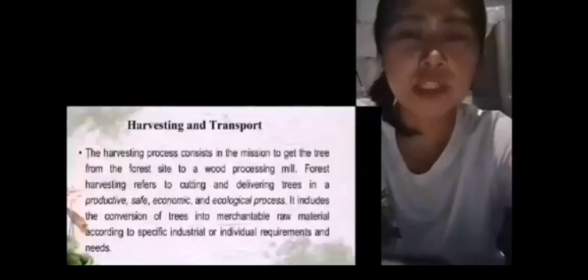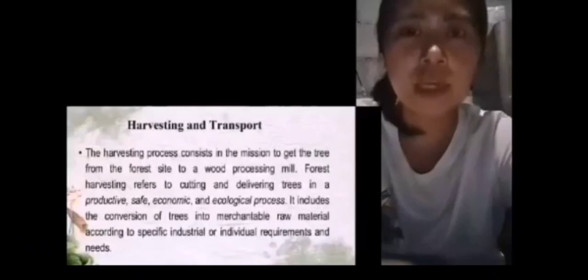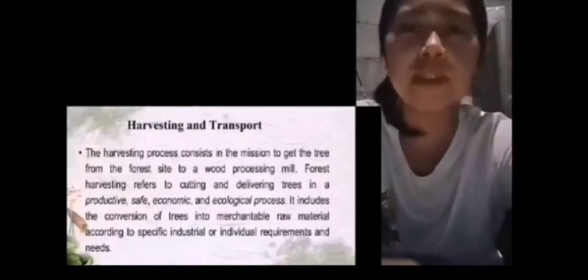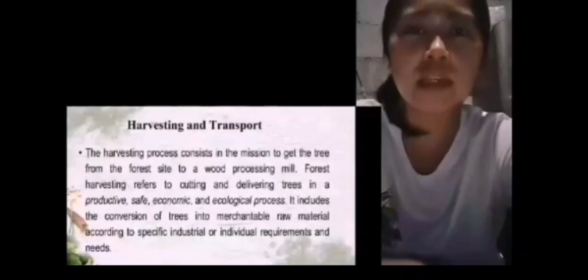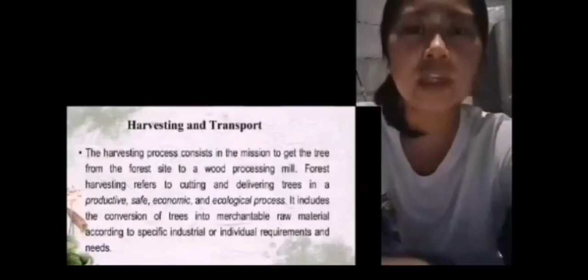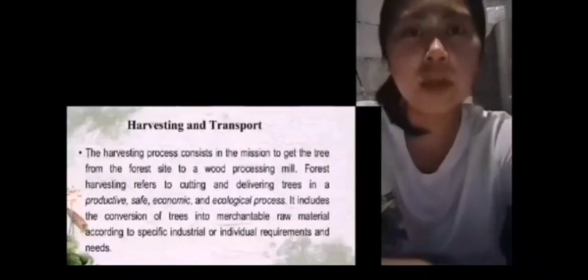My name is Joanna Jean Ersa Saba, and I'm going to report on harvesting and transfer. The harvesting process consists in the mission to get the tree from the forest site to a wood processing mill. Forest harvesting refers to the cutting and delivering of trees in a productive, safe, economic, and ecological process. It includes the conversion of trees into merchantable raw material according to specific industrial or individual requirements and needs.